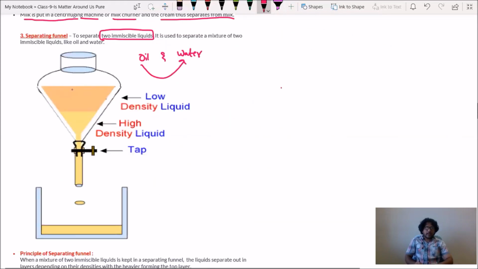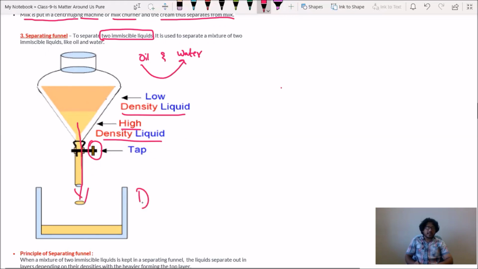Here we have a separating funnel where we have added two liquids. The first one has low density, which will be floating up. The second one has a high density, which will be settling at the bottom. There will be a tap, a key to open. After opening, the liquid will be falling down.